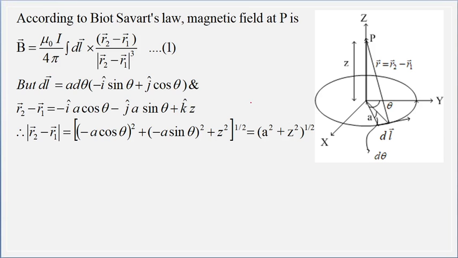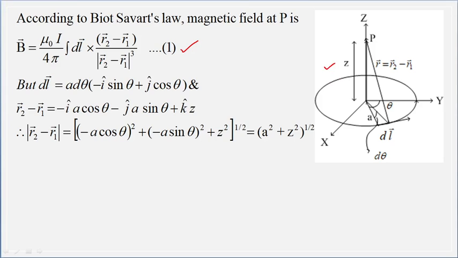Now we have stated this, equation 1, which we used yesterday and stated 2 days before. The expression for the magnetic field is mu naught I divided by 4 pi, integral of vector dl cross vector r2 minus vector r1, divided by the cube of the magnitude of vector r2 minus vector r1. So this is the expression for the Biot-Savart's law. Now we have to write equation 1 in terms of the symbols used in this diagram for the coil.